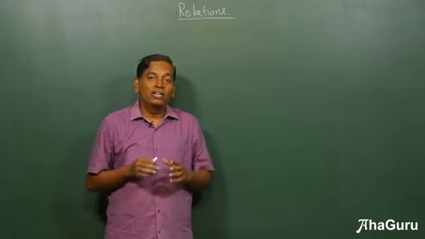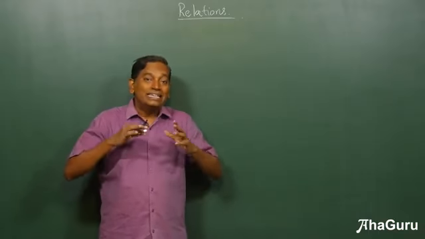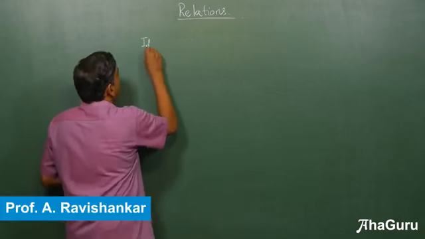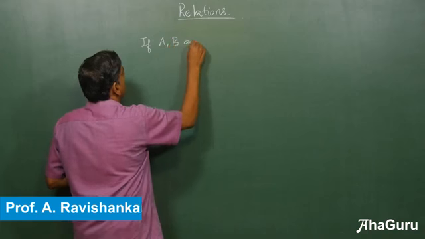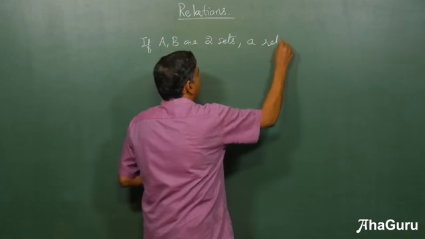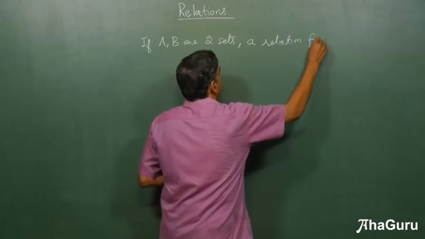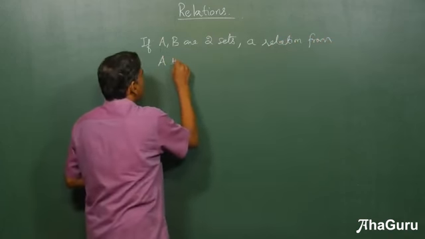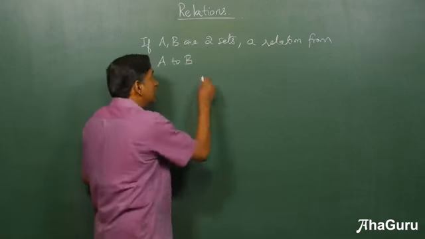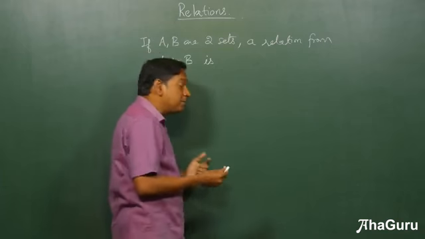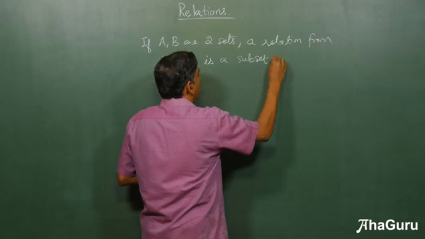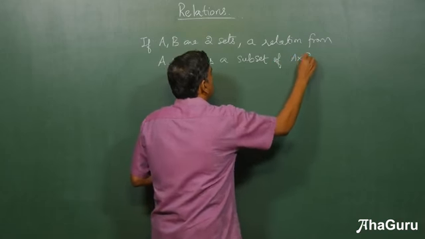Here we are going to learn a new idea called relation between sets. Okay, so if A and B are two sets, a relation from A to B, what is it? It is actually a set itself. But what set? It is simply a subset of A cross B.